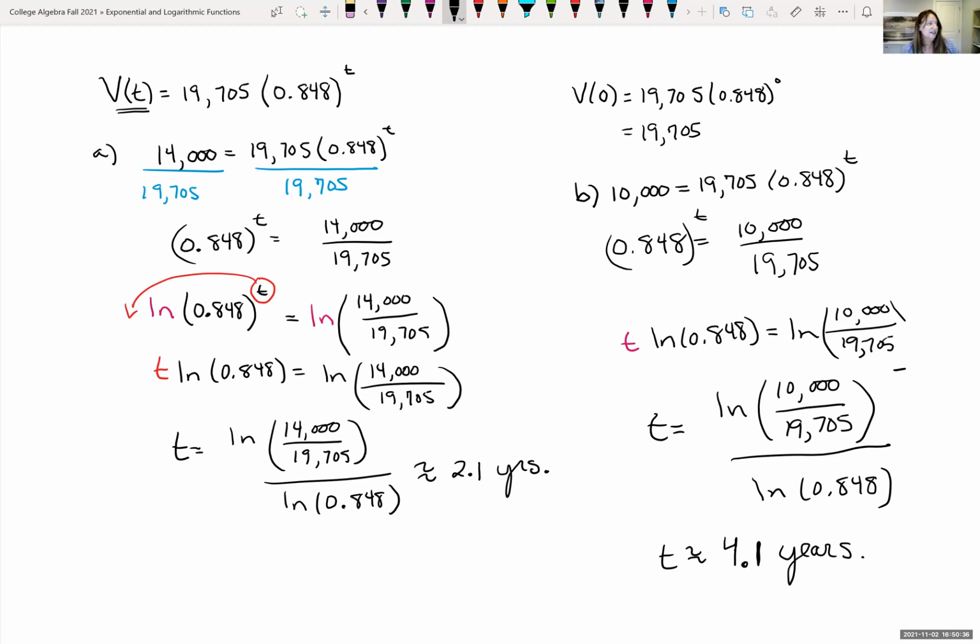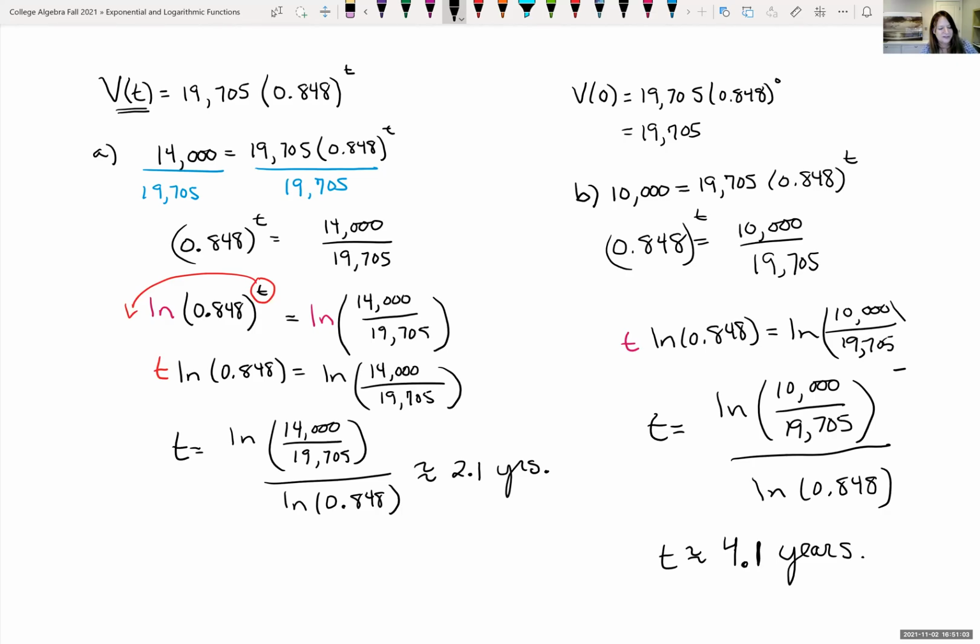Okay, so that was section, I believe, 5.6 in our textbook. And I might be totally off now. Sorry, this was actually 6.6 in our textbook.